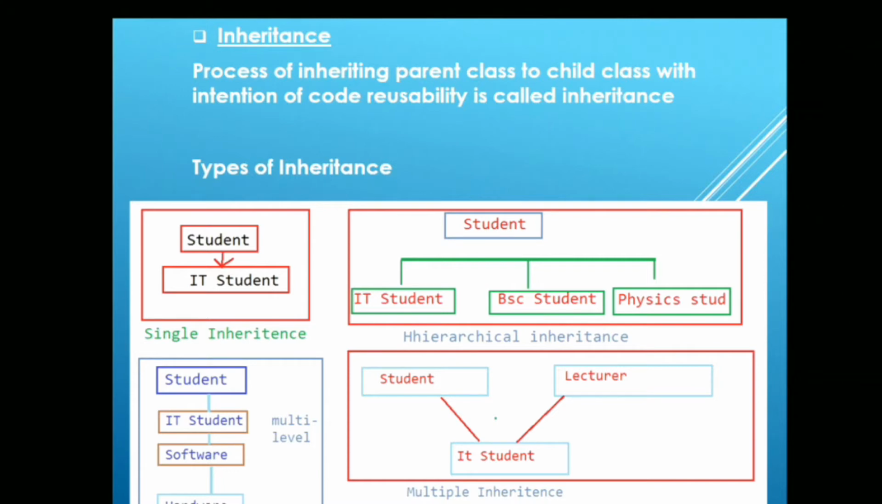Talking about the next important pillar in object-oriented programming, it is inheritance. Inheritance is the process of inheriting the parent class into the child class with the intention of code reusability.